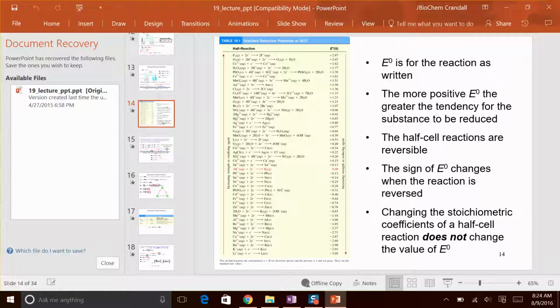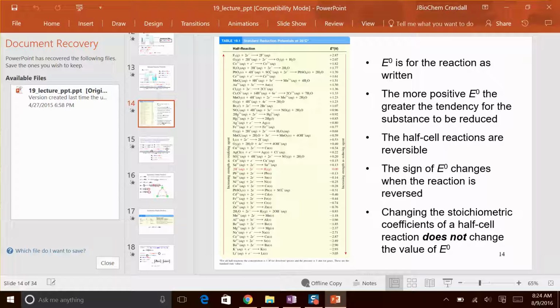You don't change the sign of that, and you don't change the magnitude of it with the stoichiometry. None of that changes. The sign of E naught will change. We just showed that, depending on which way you're going. For the spontaneous reaction, it'll be positive. For the non-spontaneous reaction, it will be negative.